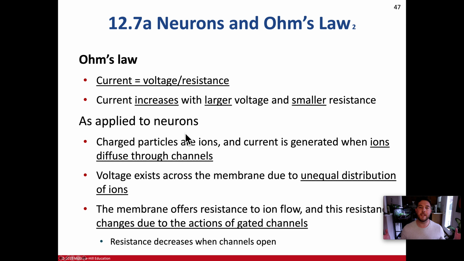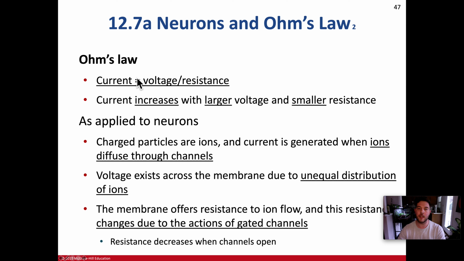Okay, so all of this can be summarized in Ohm's law. The law is current equals voltage over resistance, I equals V over R. What that means is that current increases with larger voltage and smaller resistance. So think about this as a math equation. Current equals voltage over resistance.